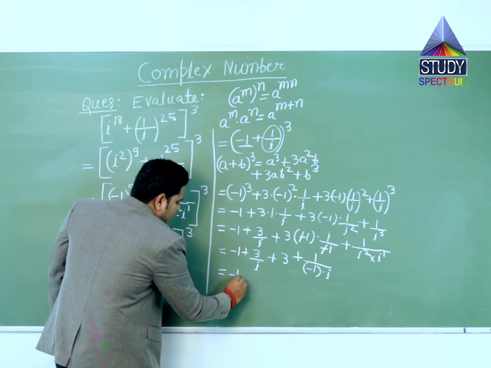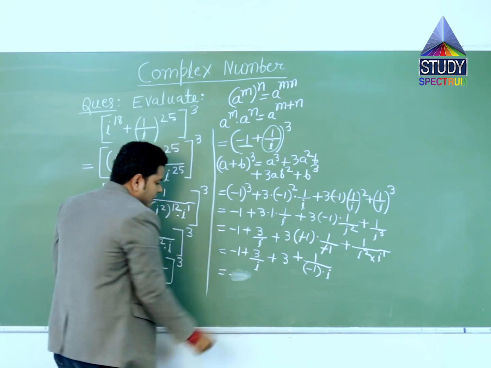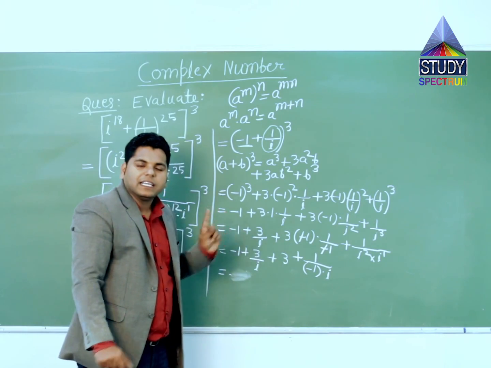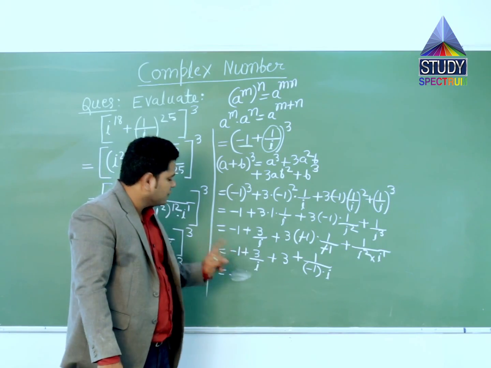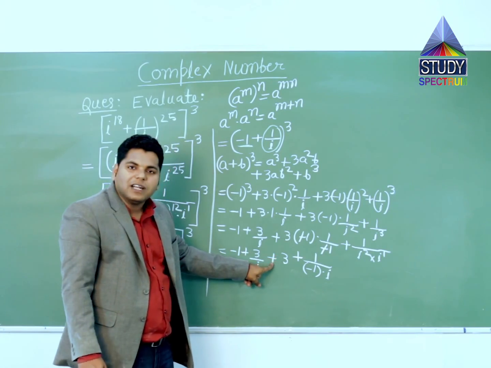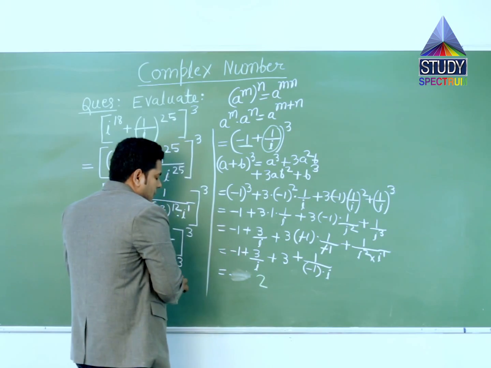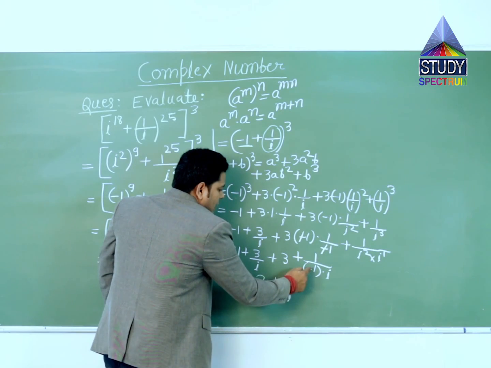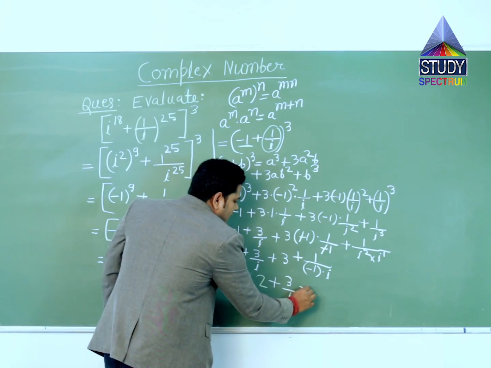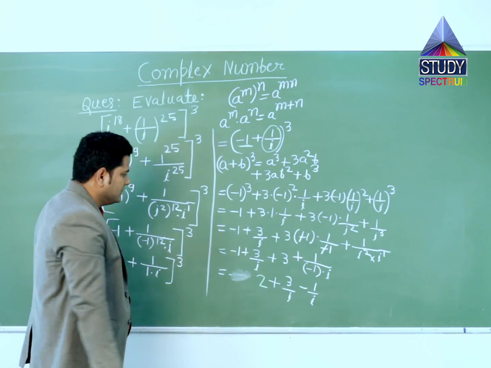So here we will get minus 1 plus, now we can simplify it, minus 1 plus 3. Here both numbers have different signs, so we will subtract. So 3 minus 1 is 2 and we will put the sign of the larger number, so we will write plus 2. Okay. Now plus 3 by i. Here plus into minus is minus, and we have i here. Got it?